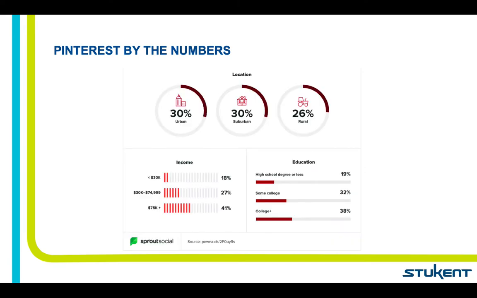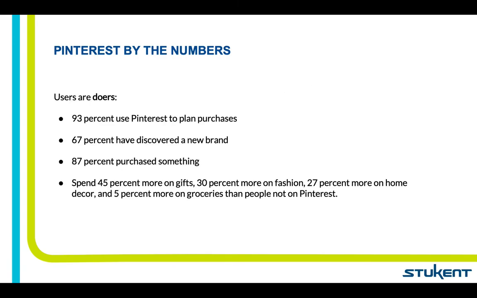And you'll see here a very different view to some of the social media we've already looked at, where the highest income range and the highest education ranges are 75,000 and up, and college plus education. So very different than what we've seen with something like Snapchat. So Pinterest users, they are doing things. They're making things.